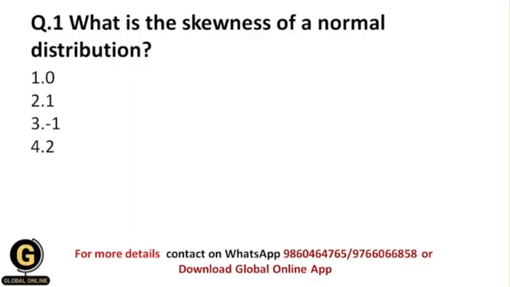Okay, let us start with today's session now. What is the skewness of a normal distribution? Students, the meaning of skewness is asymmetry. And a normal distribution has a symmetrical data distribution.